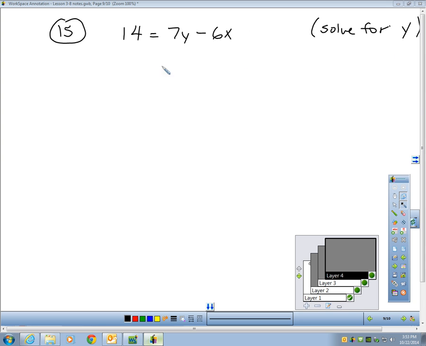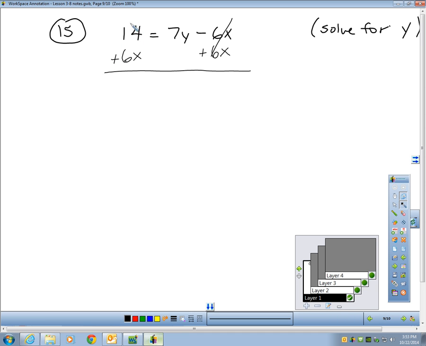Let's solve for y. I want to solve this so that y is a function of x. So again, think onion. There's the center. Times 7 is the next layer. Minus 6x is the outside layer. So step 1, I have to add 6x. That's the addition property of equality at work. I'm adding 6x to each side.